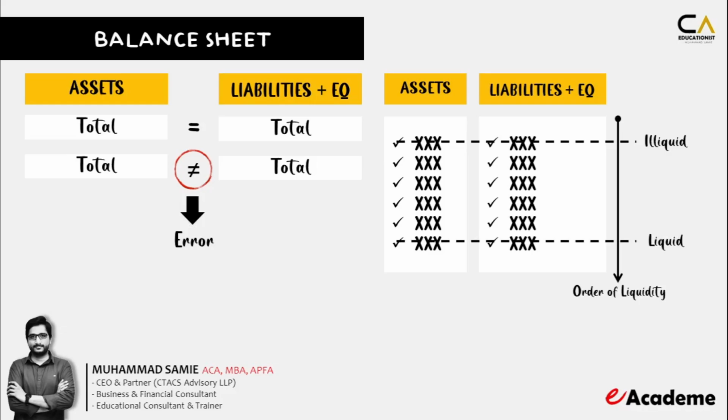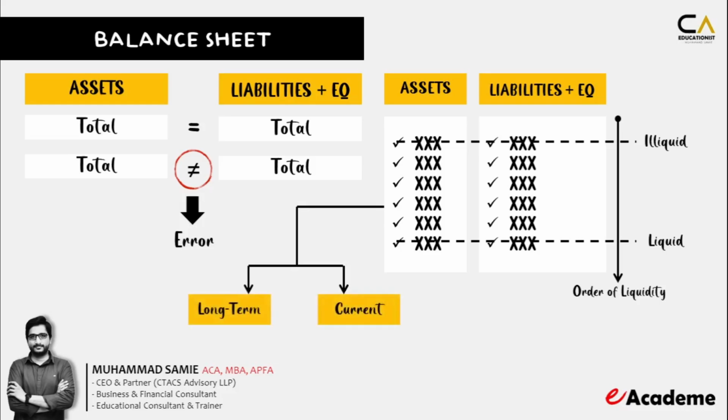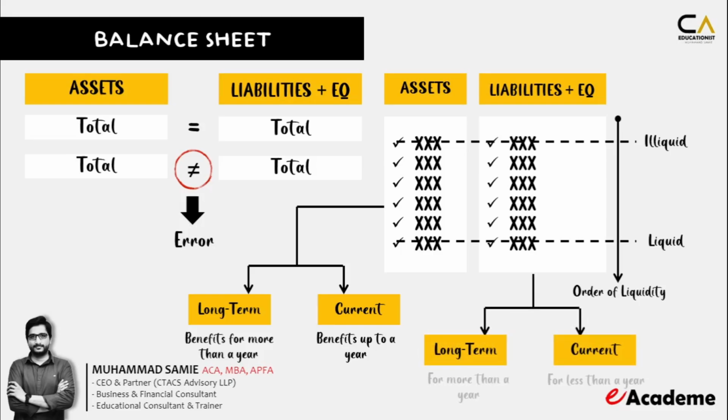Both sides of the balance sheet are further bifurcated into long-term and short-term portions. Long-term assets, also known as fixed assets, have the ability to generate economic benefits for more than 1 year, whereas current assets have the ability to generate economic benefits only within a year. Likewise, long-term finances are obtained for more than a year, whereas current liabilities are those sources of finance that are obtained for less than a year.